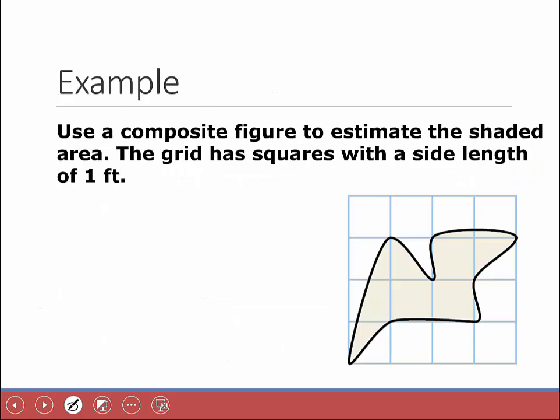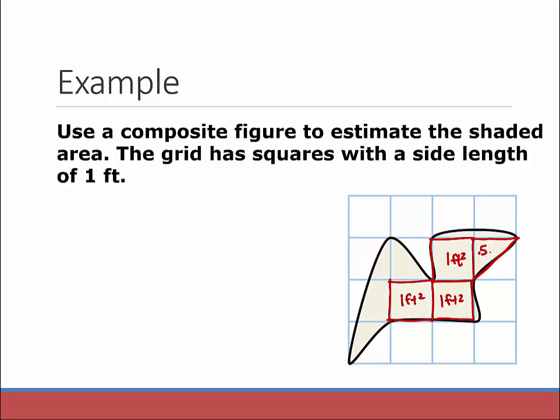Use the composite figure to estimate the shaded area. The grid has squares with a side length of 1 foot. So each one of those squares in there is a foot squared. When I see these ones here, this is nice and easy for me. Each one of these is 1 square foot, and this one up here. And then it kind of gets sketchy. This one here is about half of a foot squared, and this one here I'd say is about half of a foot squared.